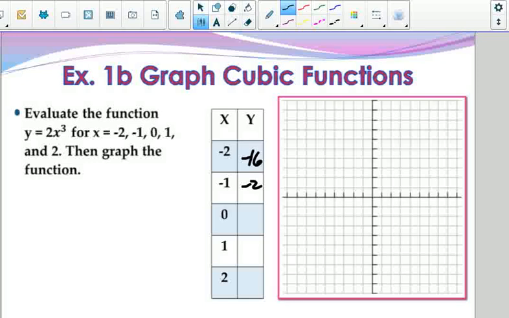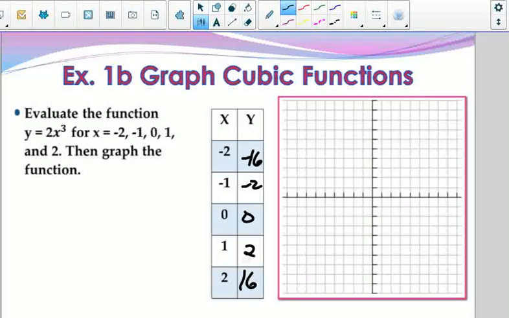Put a 0 in. 0 cubed is 0. 0 times 2 is 0. Put a 1 in. 1 cubed is 1. 1 times 2 is 2. Put a 2 in. 2 cubed is 8. 8 times 2 is 16. Now that we have our table created, we can now graph these on our coordinate plane.